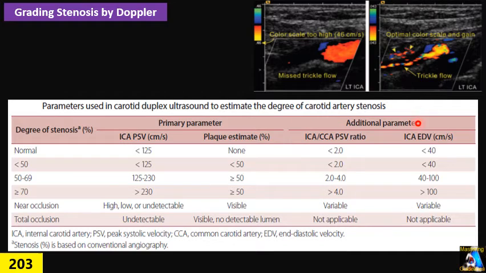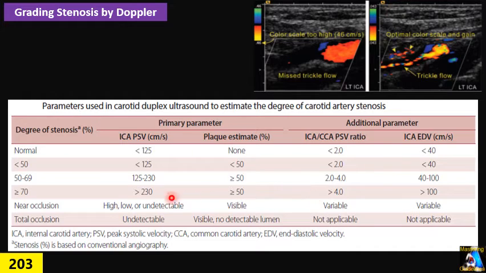The additional parameters are very helpful in situations where we don't have a reliable ICA peak systolic velocity, especially when we have cardiac arrhythmia or cardiac dysfunction, or multiple stenoses at different levels. All of those situations affect the peak systolic velocity of the ICA. In those situations, these additional parameters will be very helpful and can grade stenosis.